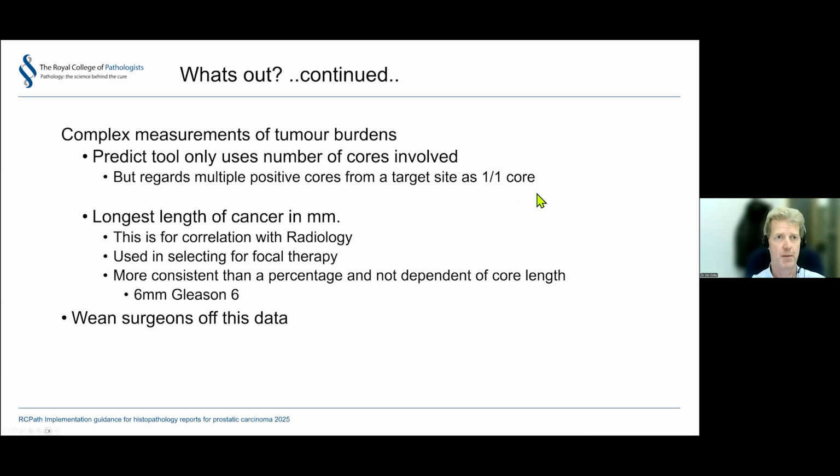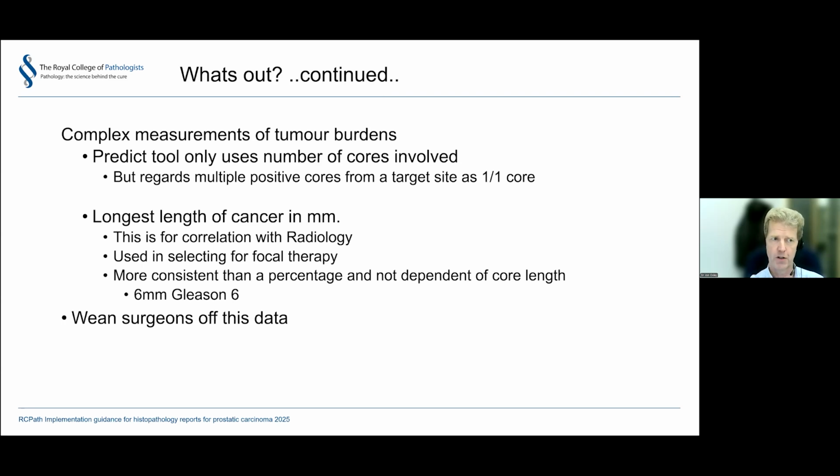So really, I wanted to summarise what's in and what's out. What's out is complex measurements of tumour burden. So I've emphasised that PREDICT basically uses the number of cores involved, but doesn't use tumour lengths at all. But the longest length of tumour is used for correlating with radiology and for focal therapies.